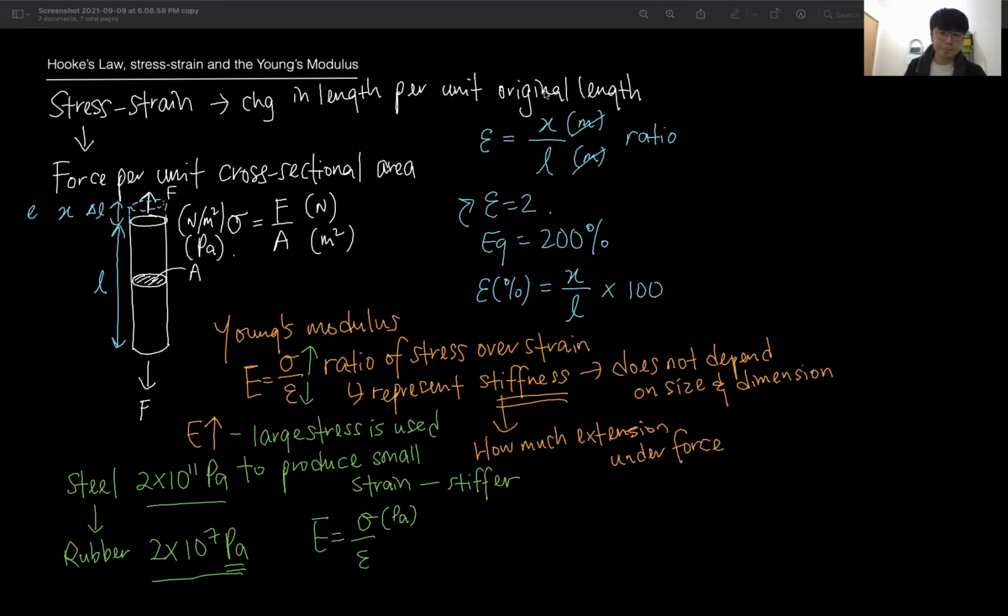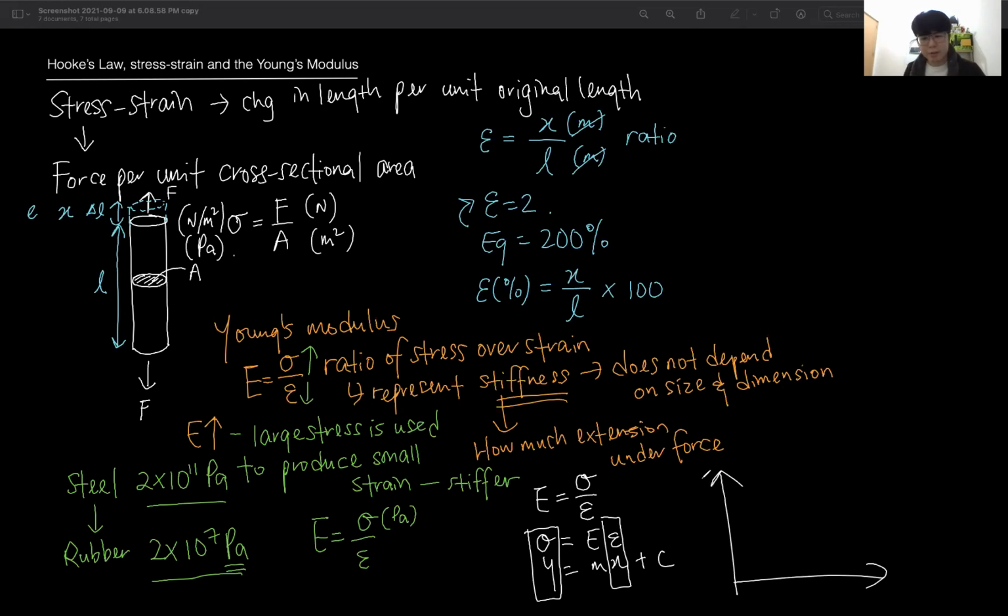Okay, now the graph. You see, E equals stress over strain. I can write stress equals E times strain, like y equals mx plus c. If I plot a graph of y against x, or the stress against strain, you have a graph of sigma against epsilon. What do you get? You get a straight line, starting from 0, like this.